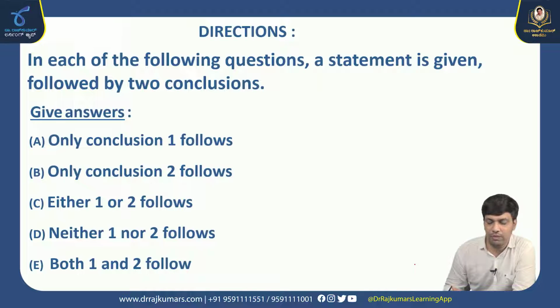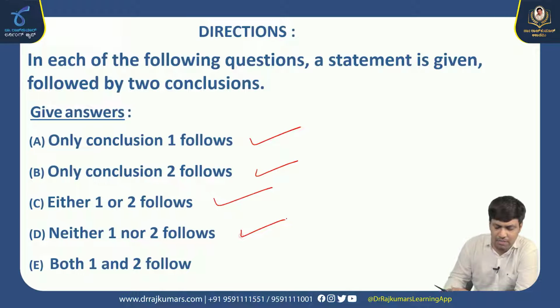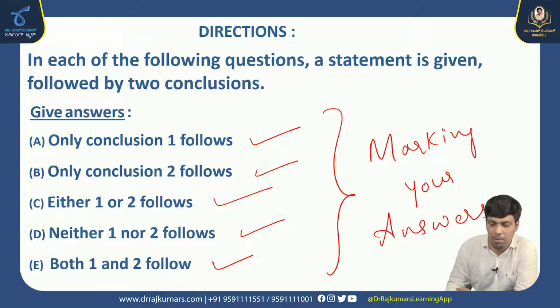In each of the following questions, a statement is given followed by two conclusions. You should mark your answers as A, only conclusion 1 follows. Option B, when only conclusion 2 follows. Option C, either 1 or 2 conclusion follows. Option D, neither 1 nor 2 conclusion follows, and whenever both the conclusions follow, you need to mark your option as option E, right? This is the marking procedure. Let's move on to our first problem now.